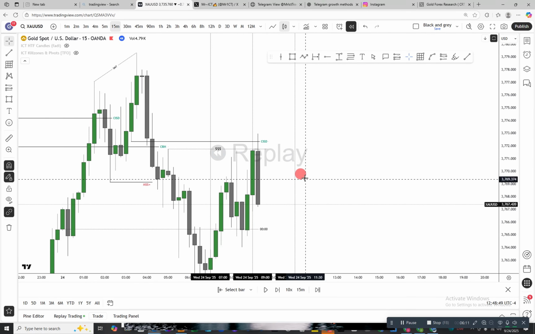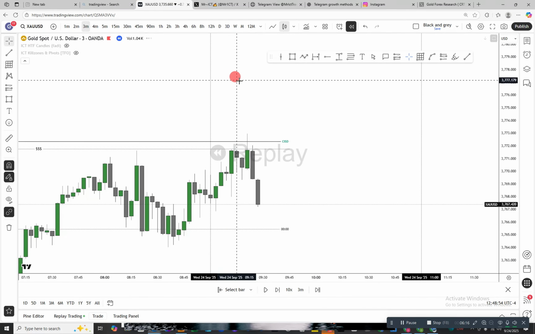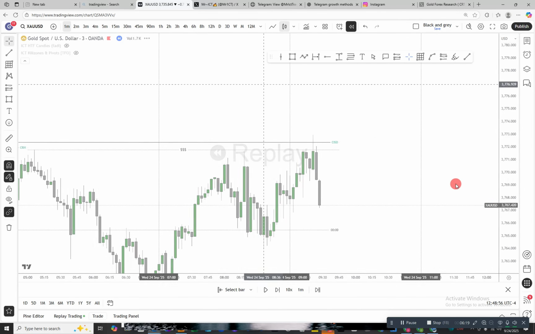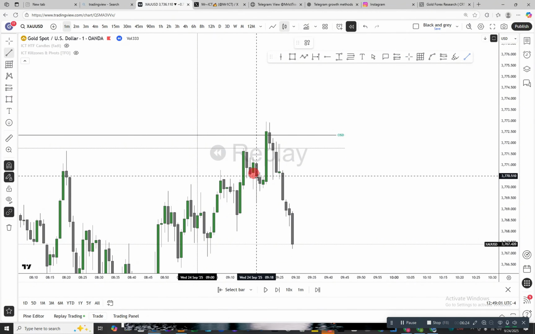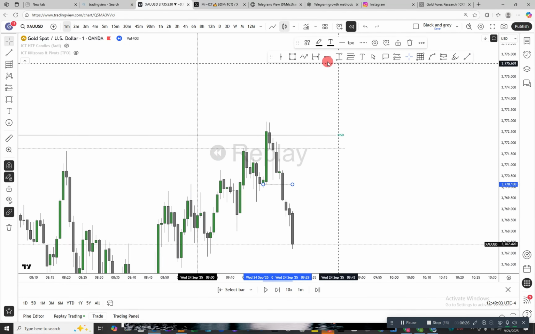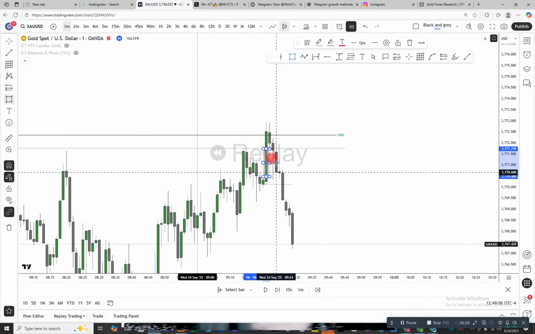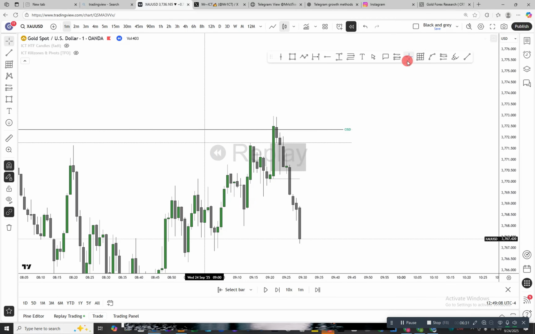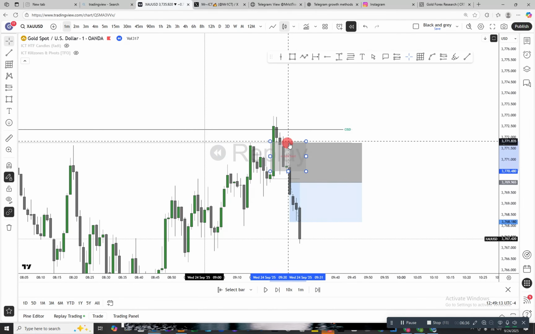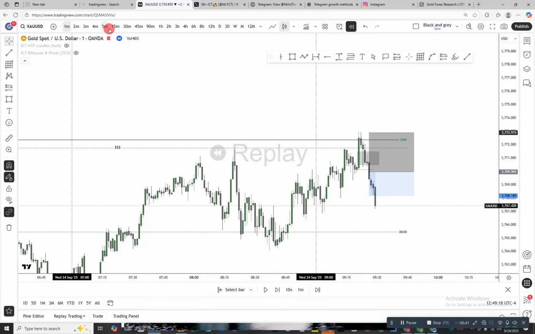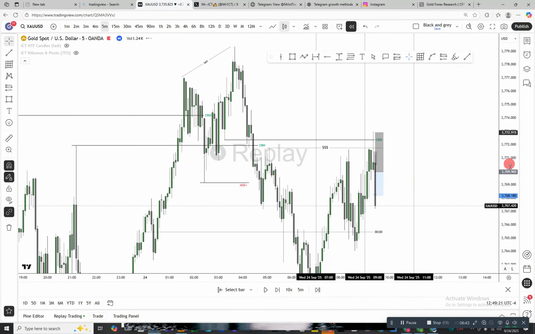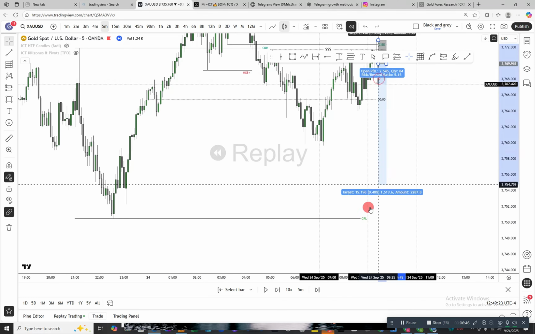After the purging of the draw on liquidity, I have simply shifted to the M1 right here. On the M1, I have this CISD as well, and this inverse FVG as well. So whenever price broke down and closed below this CISD, I took my sell position, SL above the high, and I simply targeted the CRT low as my target like that.